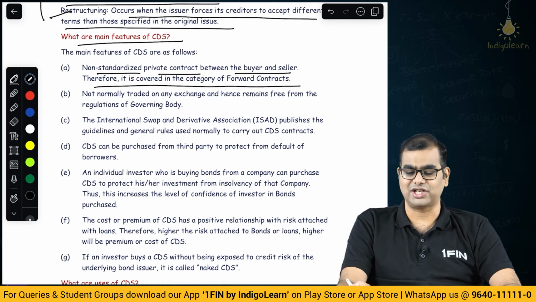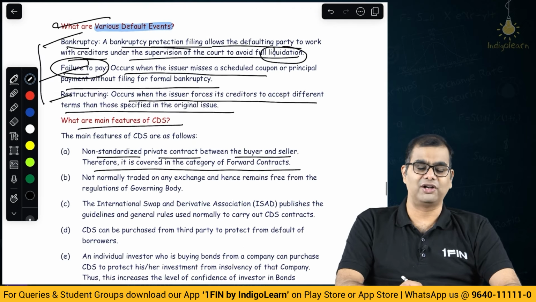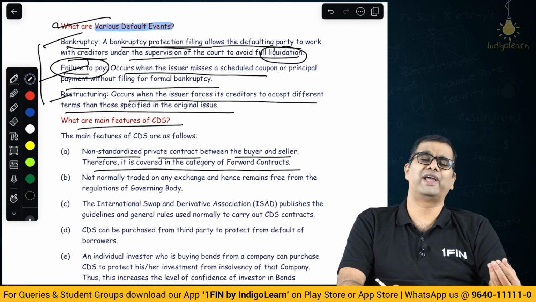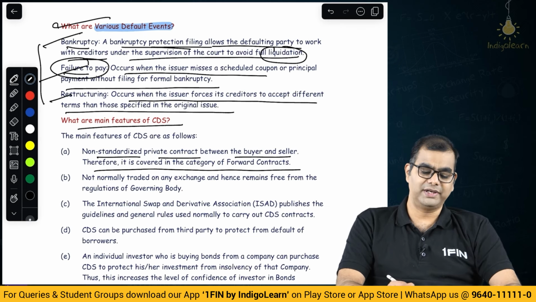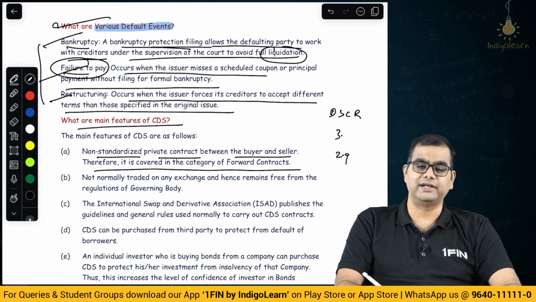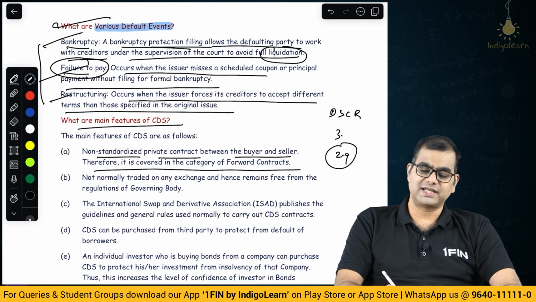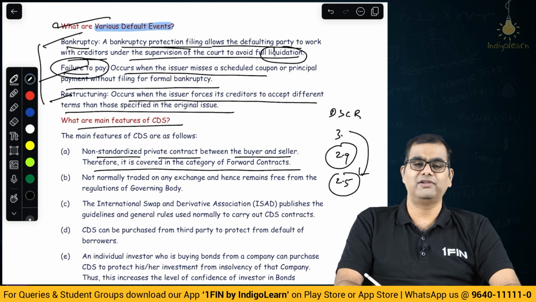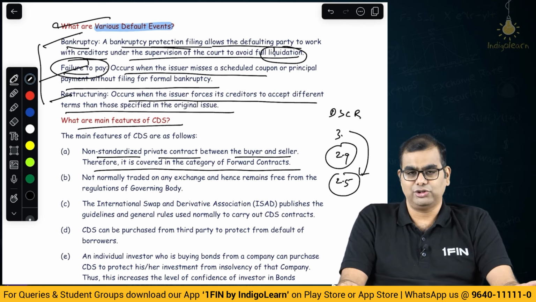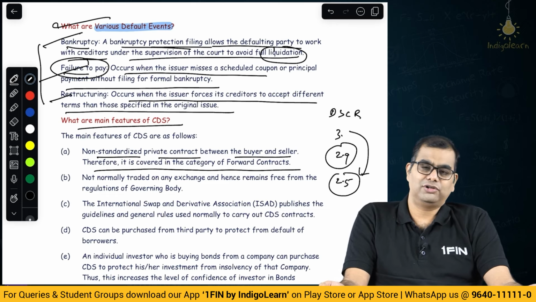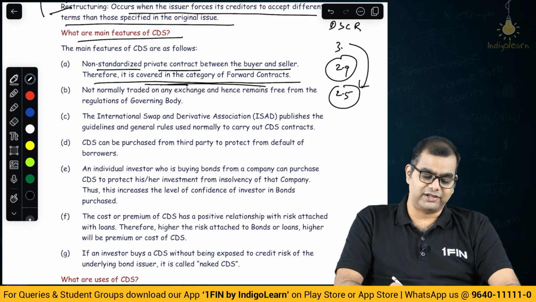It is not traded on an exchange. You can define what is default. You can define that, if this covenant is missed, okay, no problem, it is not default. If the company is supposed to maintain a DSCR, what is DSCR? Debt service coverage ratio of, let us say, 3. Let us say by mistake it is only 2.9. You can define. If the company's DSCR at the end of Q1, Q2, Q3, Q4 is not 3, but probably 2.5, up to 2.5 I have no problem, I will not treat it as default. You can agree. It is between you, student A and Deutsche Bank. Whatever you want to do, you do. Therefore, it is covered in the category of forward contract.